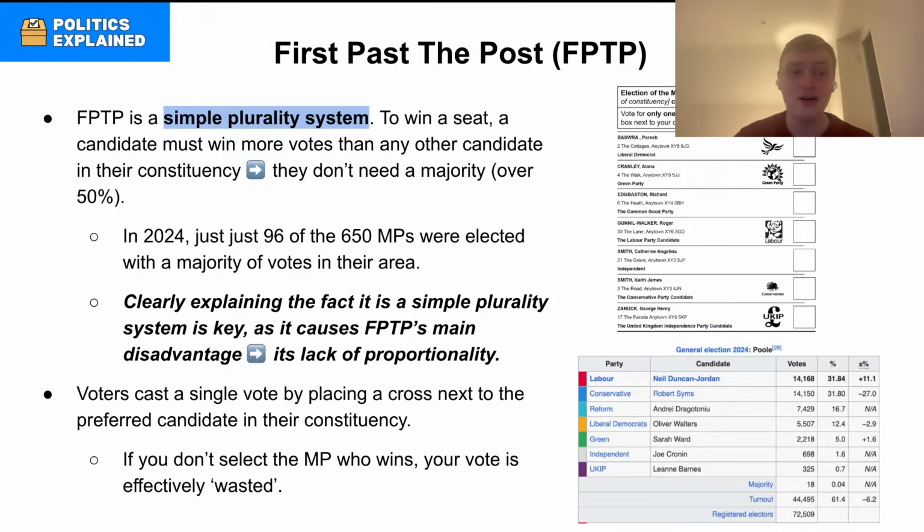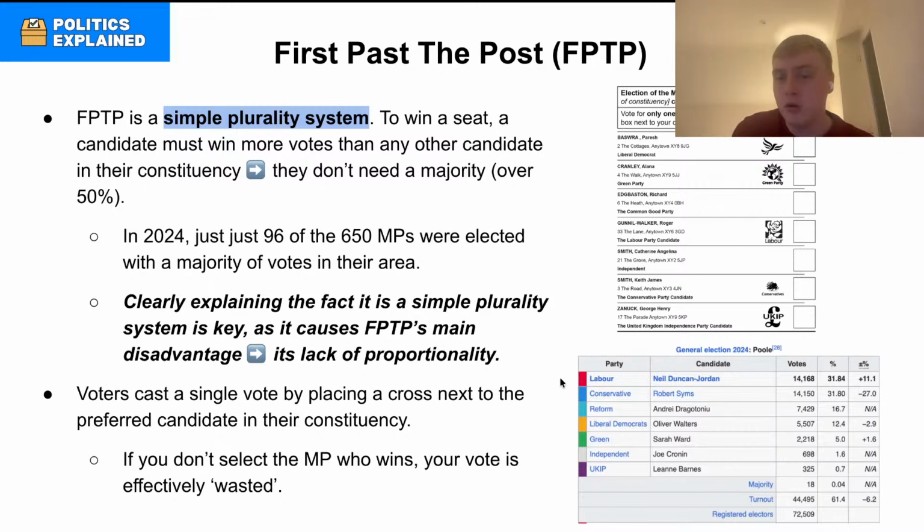Very simply, how does it work? Voters cast a single vote by placing a cross next to the preferred candidate in their constituency. You can see an example here of the ballot paper. You effectively turn up, there's a number of different parties and candidates, and you just vote for one of them. So you can't vote for 2 parties or 2 candidates. It's very simple. You turn up, 1 vote, and that's who your vote goes towards. And if you don't select the MP who wins, your vote is effectively wasted, which we'll cover in more detail when we look at voter choice later in the webinar.